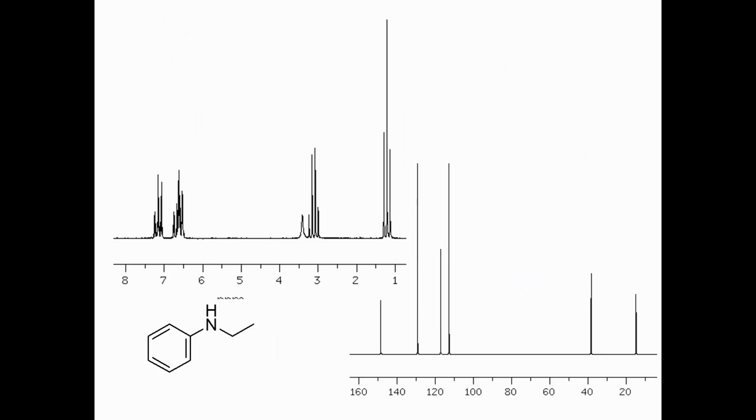Okay, let's look at the proton NMR of this compound. We'll also look at the C13 NMR. This is N-ethyl aniline. Here's the NH right here.